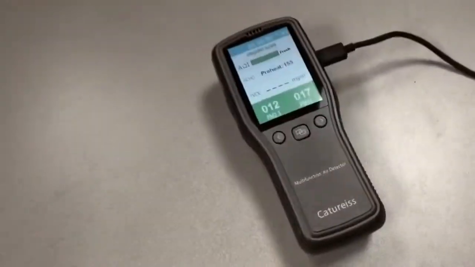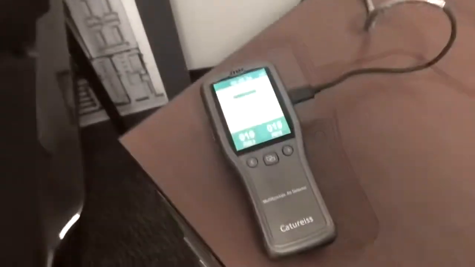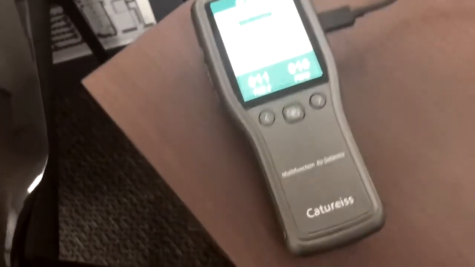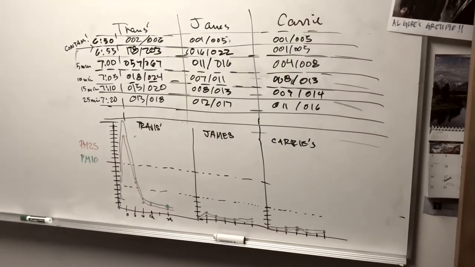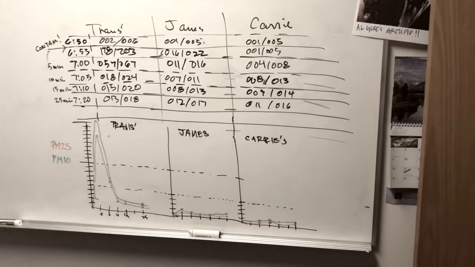Waited 10 minutes, so I'm at 1318. Here's James's cubicle, 1217. Carrie's office, we're getting 1116. Finish the charting and we can have a little bit of a conversation about what this means.